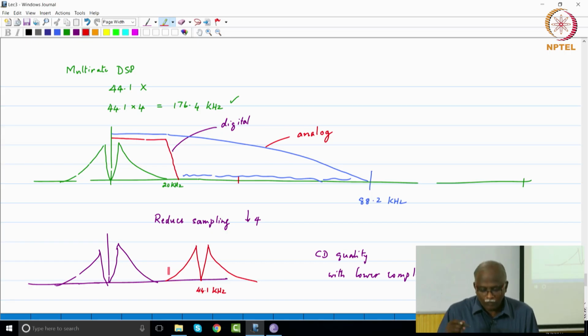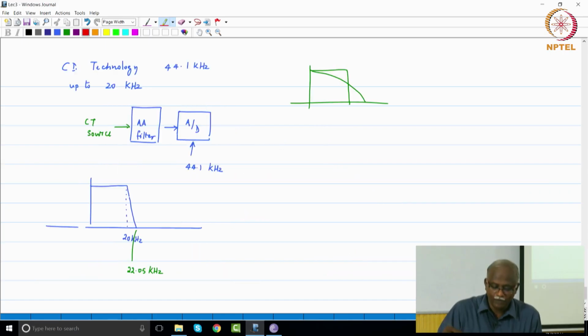Now, can I allow this analog filter to be a little sloppy, in other words, so that it does not cut off at 88.2 but goes a little bit beyond 88.2? Let me explain what I mean by that.